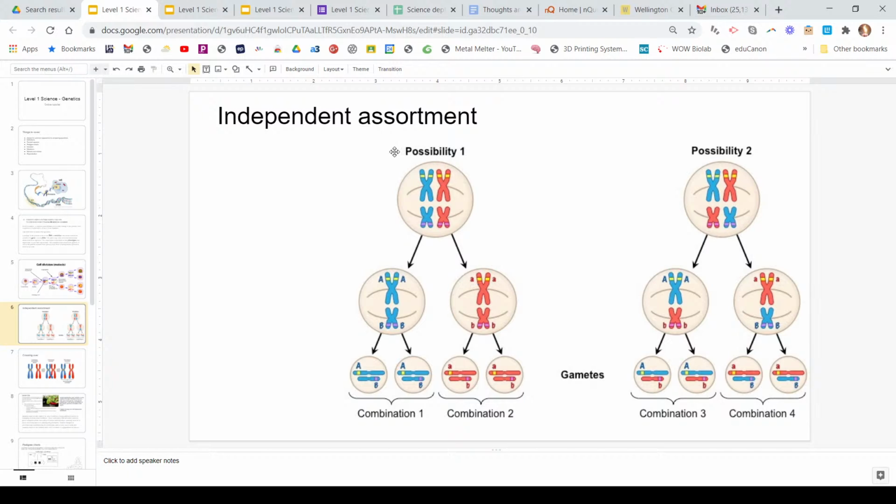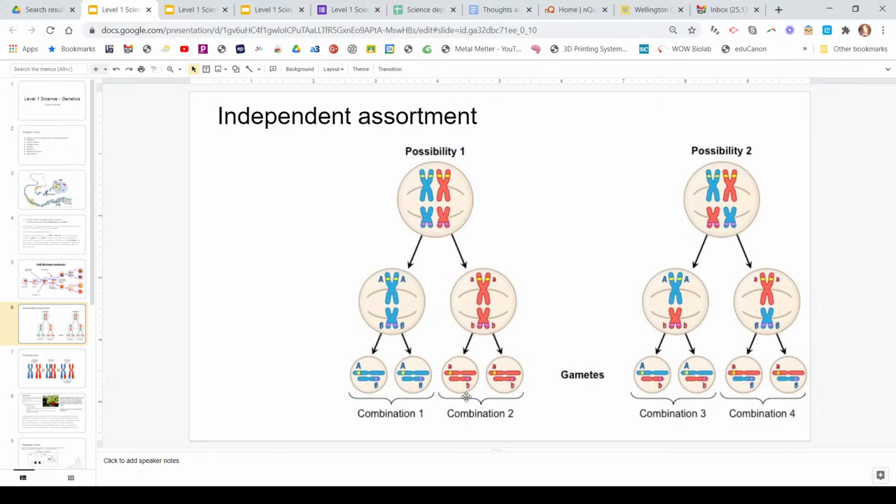So in possibility 1, dad's chromosomes have formed into one of the daughter cells, and mum's have formed in the other. In possibility 2, because the stage of independent assortment was different, when segregation happens and those chromosomes are pulled to either end of the cell, we've got one of dad's chromosomes and one of mum's chromosomes in each of those cells. So that's segregation.